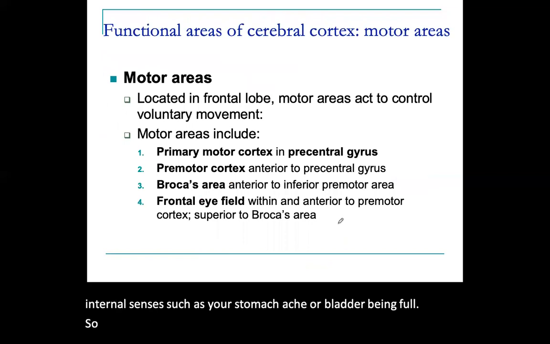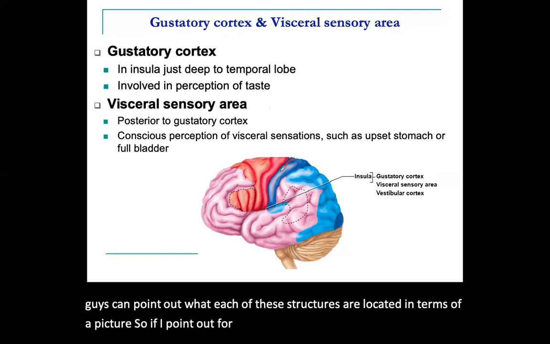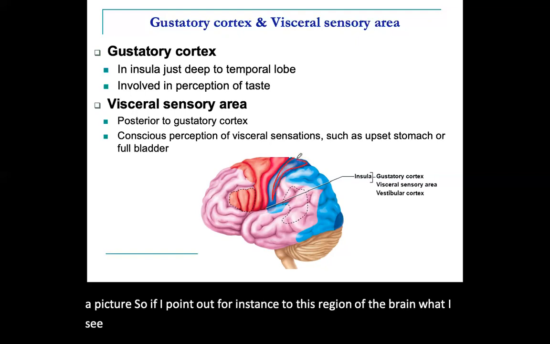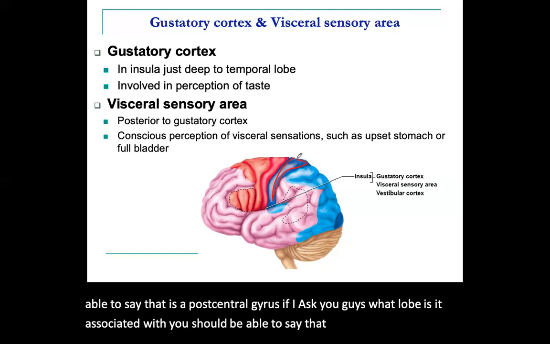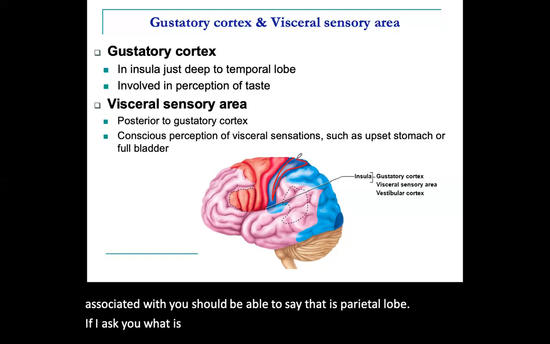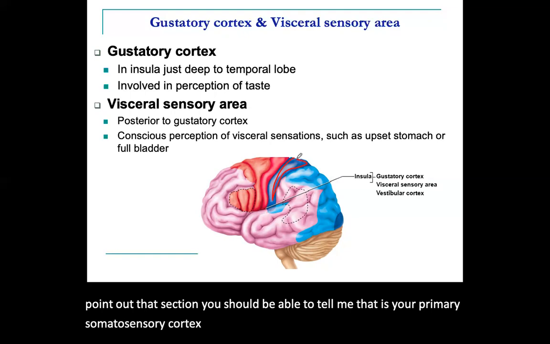So when I ask you guys questions in your exam, please make sure you can point out where each of these structures is located in terms of a picture. So if I point, for instance, to this region of the brain that I see in blue, and ask you what is the name of this section, you should be able to say that is the postcentral gyrus. If I ask what lobe it is associated with, you should say parietal lobe. If I ask what the function of your postcentral gyrus is, you should be able to tell me that it is your primary somatosensory cortex, which basically receives data from your sense of touch.